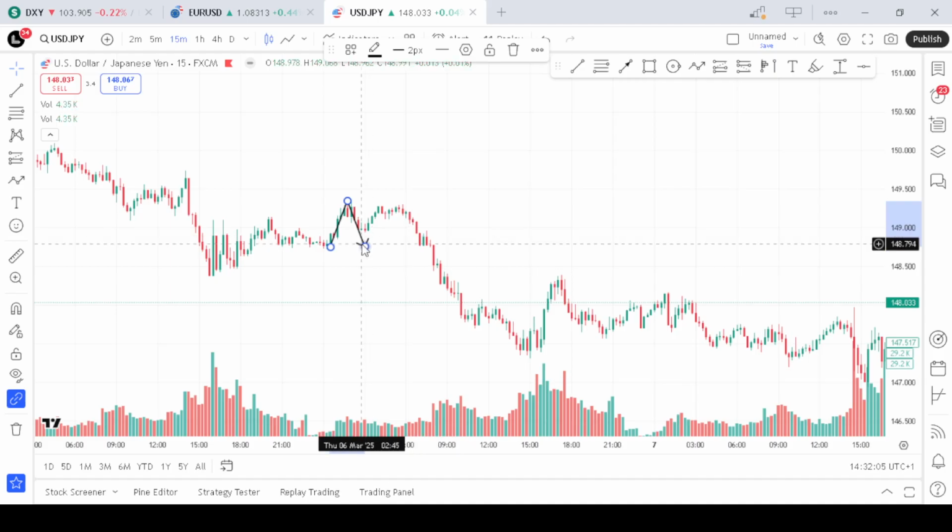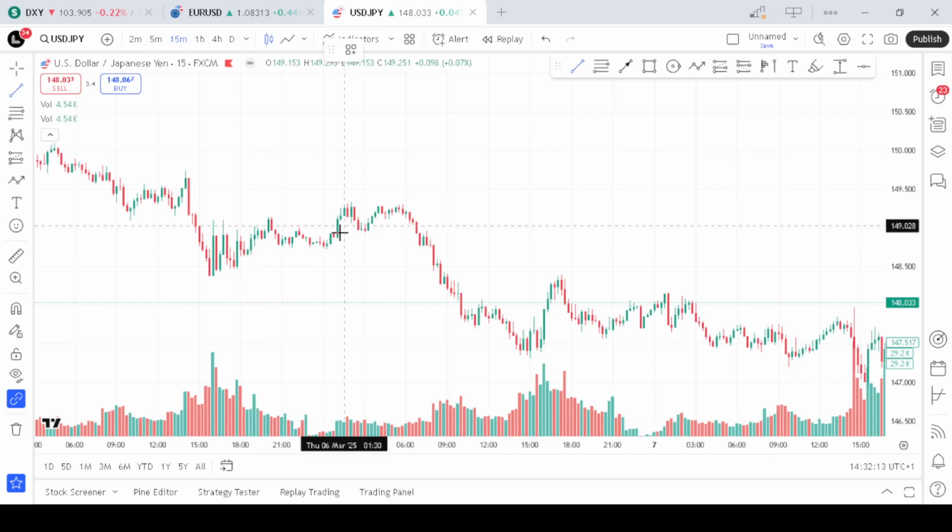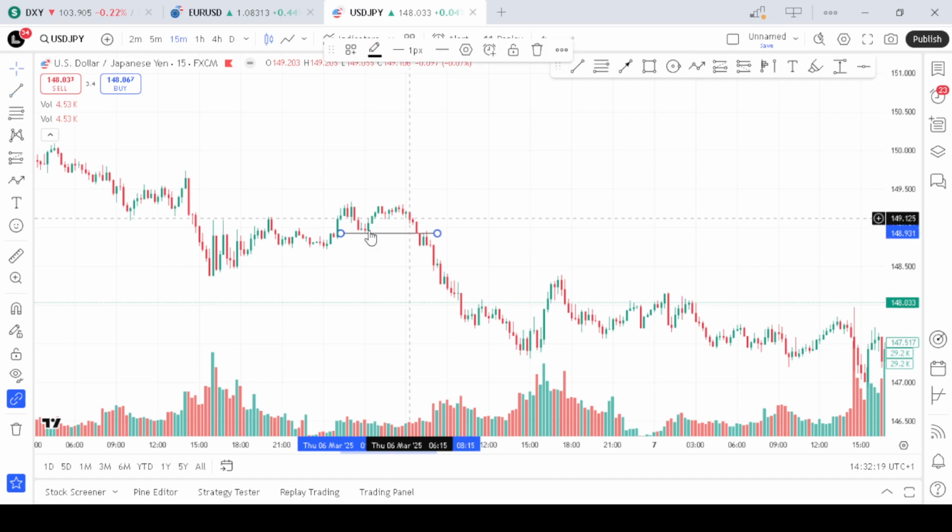So this is what we are meant to look for, but this is going to be an inverse U shape. We'll draw the neckline connecting the lows of the Adam and Eve pattern. So these are the lows of the Adam and Eve pattern. So this is our neckline.